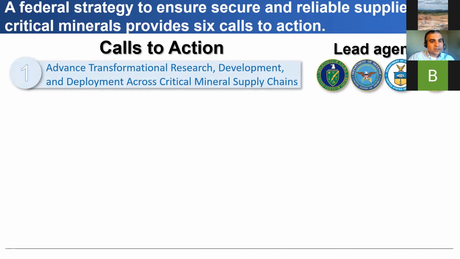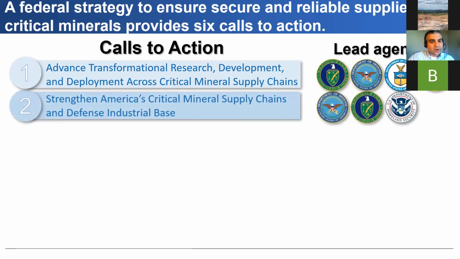So call to action 1 is really about R&D, so research and development and deployment across the supply chain. This is led by Department of Energy as well as others to look at alternative materials, to look at recycling technologies, etc. Call to action 2 is really led by Department of Defense, also supported by Department of Energy and others. And it's looking at the defense industrial base and the mineral supply chains there. So you probably have seen the request for proposals that have been put out, as well as several presidential determinations that have been put out there. And the focus so far obviously has been, for obvious reasons, on the rare earth supply chains.